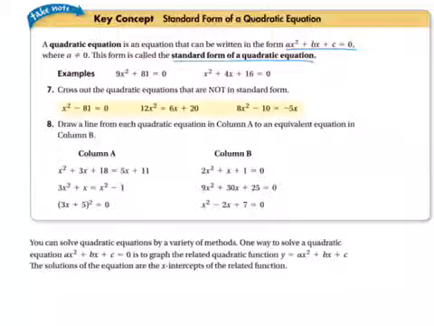In the problem marked 7, cross out the 2 equations that are not in standard form. The only equation that is in standard form is x squared minus 81 equals 0. The other 2 are quadratic equations, but they are not yet in standard form. For the problem labeled 8, draw a line from each quadratic equation in column A to its equivalent in column B.